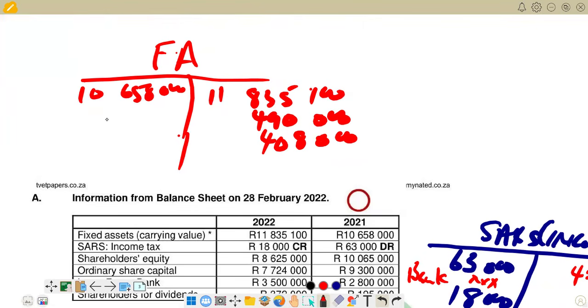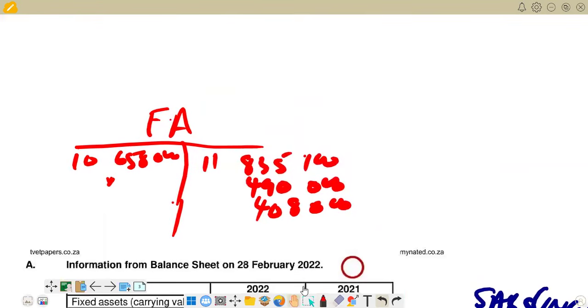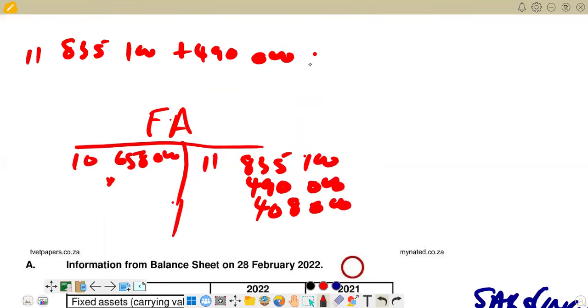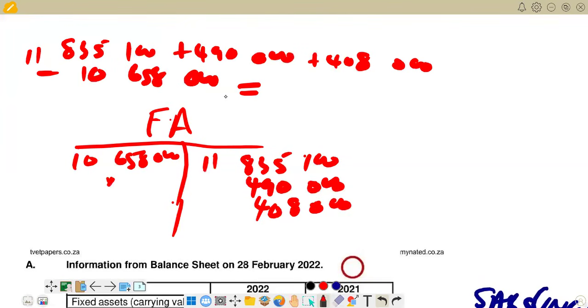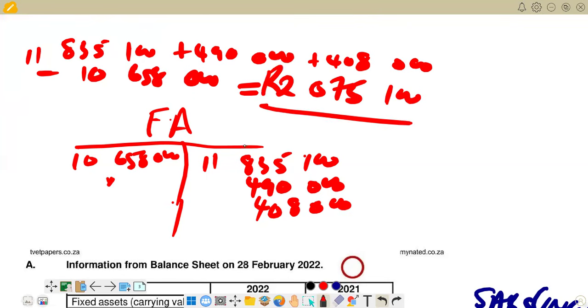So the figure that we are looking for is fixed assets purchased, which is supposed to be here. To find this figure, we're going to say this one plus this one plus this one minus this one. So basically, we can present it as a formula: 11,835,100, then we add 490,000, and then we add 408,000, and then we subtract the one on the debit side, 10,658,000. Then we calculate that. The answer that you are supposed to get is 2,075,100.